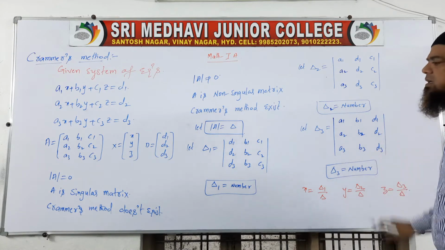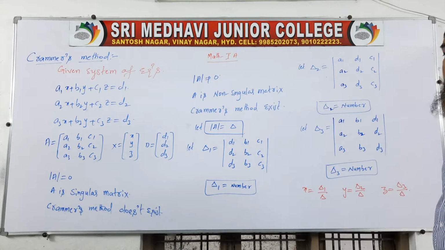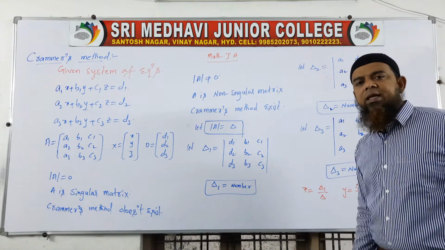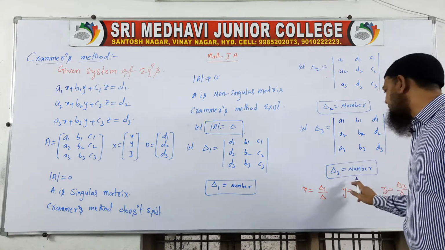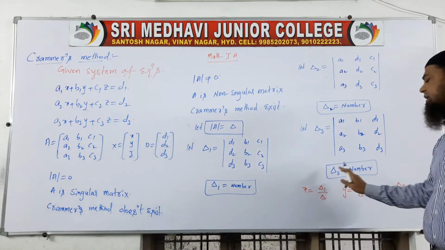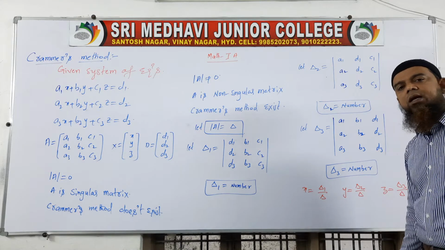We are replacing the third column. What is the third column? You see there, C1, C2, C3. Instead of C1, C2, C3, what are we writing? D1, D2, D3. Now find out the determinant, you will get some number, take it as delta 3.